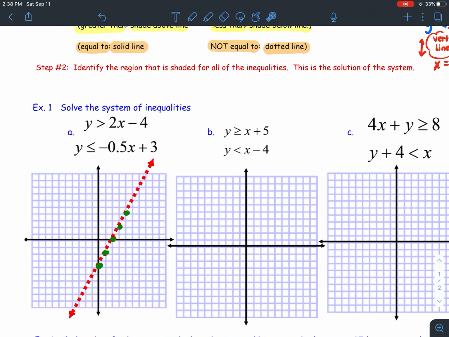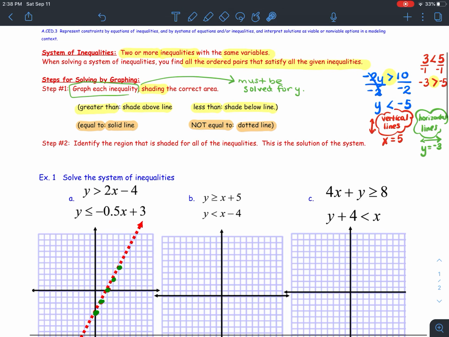Now I should tell you that you can see in this first example, even in the second example, these equations are already solved for y for you. Please be careful. If these were not solved for y, like in example C, see how the y is not by itself, that has to be your very first step, is to solve for y.